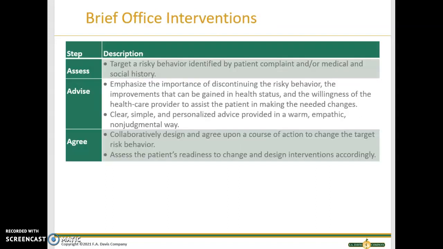So the occupational therapist can commonly do what's called brief office interventions. We target a risky behavior identified by the patient, complaint, and/or through their medical or social history. That's the assessment. In the advisement section of this intervention, we emphasize the importance of discontinuing the risky behavior, the improvements that can be gained in health status, and the willingness of the healthcare provider to assist the patient in making the needed changes. It should be clear, simple, and personalized advice provided in a warm and empathetic, non-judgmental way.